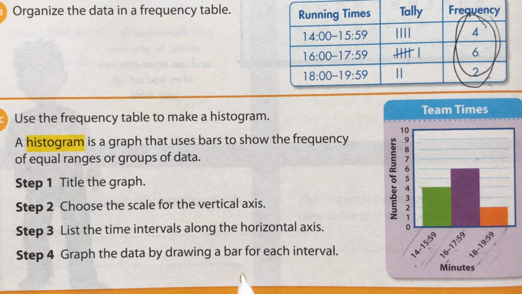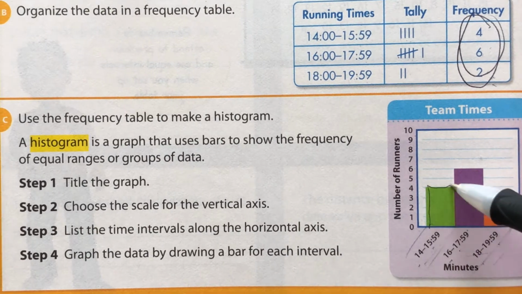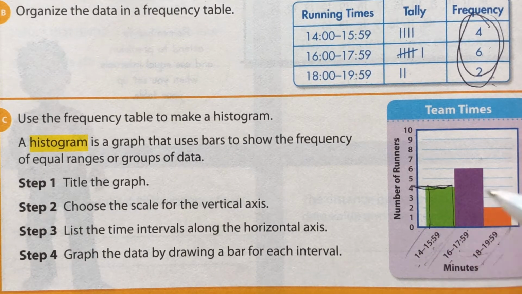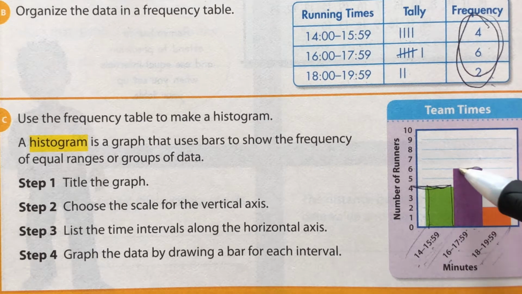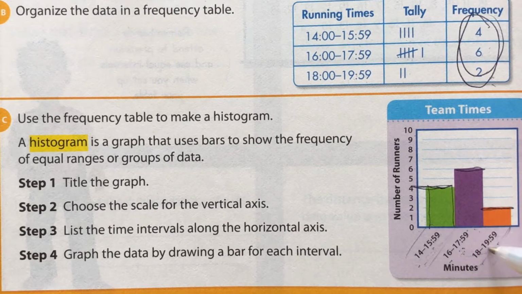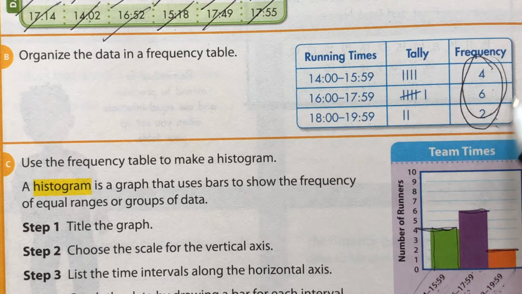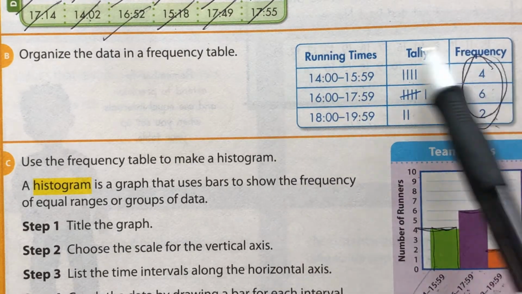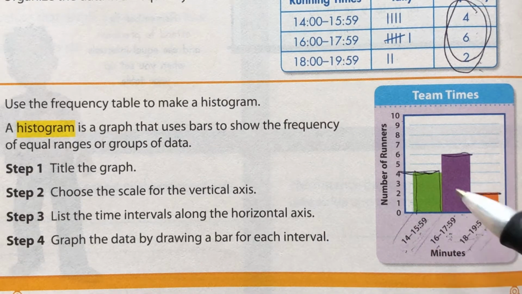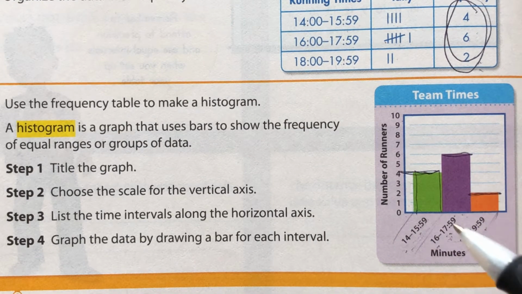And then graph the data. This bar went up to 4 because 4 people fell into this category. This bar went up to 6 because 6 people fell into this category. And lastly, this bar went up to 2 because 2 people fell into this category. That's basically all you do. If you create this histogram based on the frequency table, based on the data, your histogram kind of comes together on its own. Now this histogram may look very similar to a bar graph.